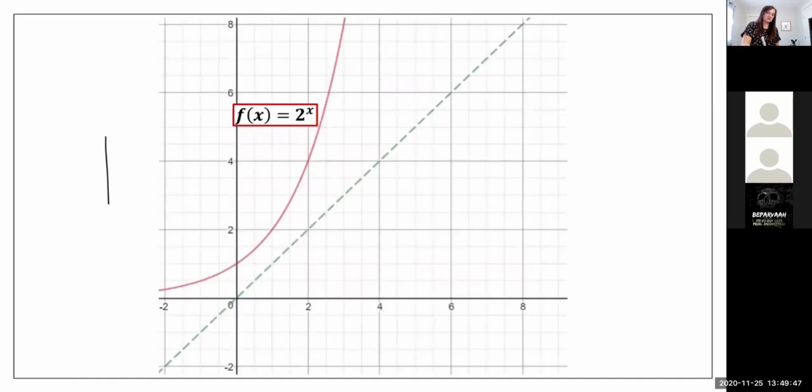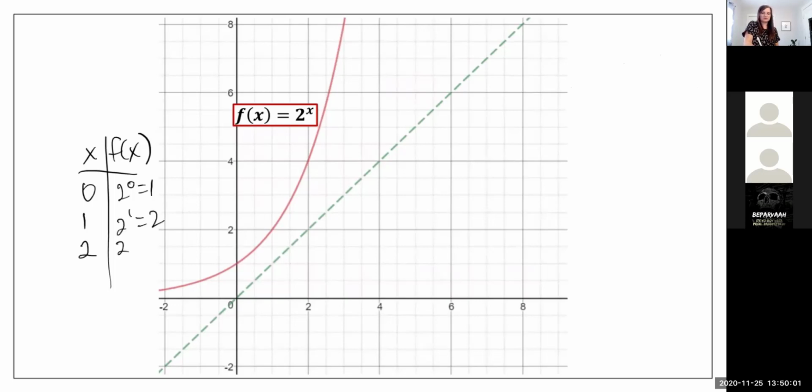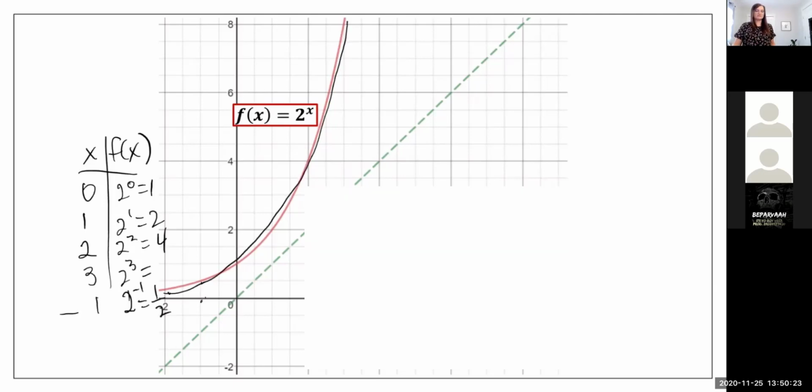When you graph these, you could just make a table of values. 2 to the power of 0 is 1. 2 to the power of 1 is 2. 2 to the power of 2 is 4, and so on. And when you plot those points, especially when you go negative, like -1, it will start getting smaller because it's a fraction. 2 to the -1 is 1 over 2, and so on. So that creates that function.